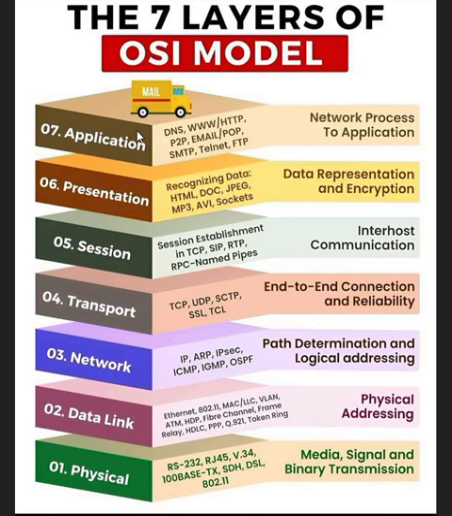Layer 7 is the application layer. This is where users interact with the network. Protocols like HTTP, HTTPS, DNS, FTP, and SMTP operate here. When you open a website or send an email, you are working at layer 7.